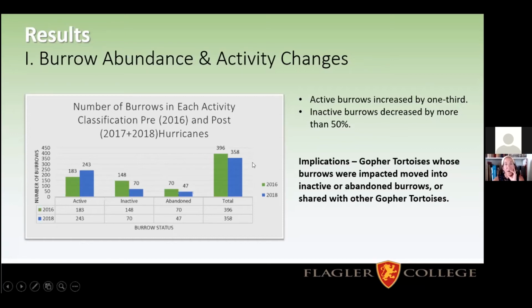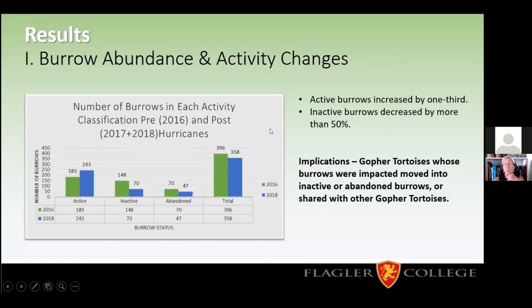Overall, what that means to me is that the burrow numbers didn't change all that dramatically. Total numbers were 396 pre-hurricane, 358 post-hurricane. That might indicate some sampling error. It might indicate some gopher tortoise die-off. We don't really know. But it's not a huge difference in number proportionally. What we do see is a big jump in the number of active burrows by 1/3, and a big decrease in the number of inactive burrows.